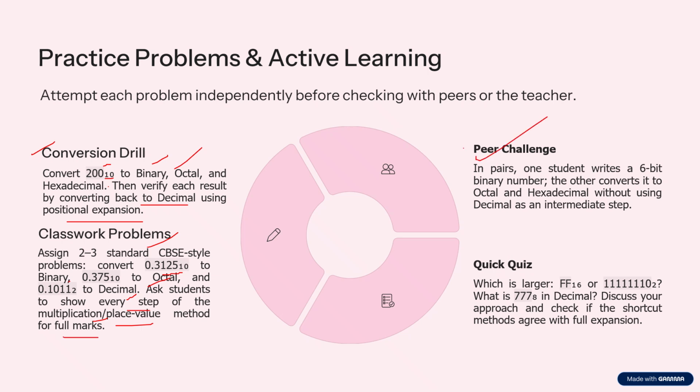Some peer challenge questions, then a quick quiz. Which is larger, if you have 16 or a binary number like 1111 1110 in base 2? We need to convert this binary number into a hexadecimal number. Then we can decide which is larger. So from the right side, we make groups of 4 bits, then convert into the hexadecimal equivalent.